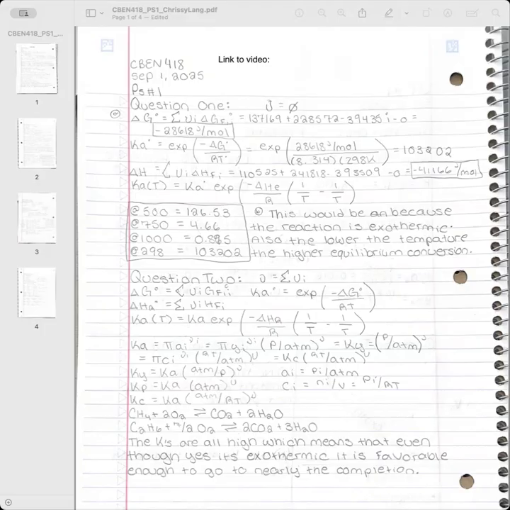And then for question two, I understood that you needed to calculate the Kp and the Kc for the complete oxidation of the methane. So I just kind of started off with the setup, and then I had to look back at the actual key for this one, just because I didn't really understand where to go after the setup.